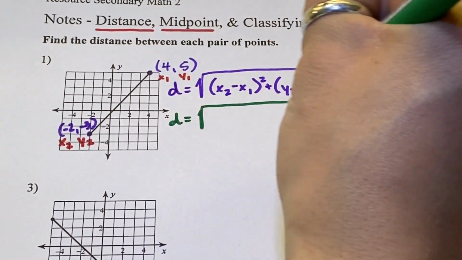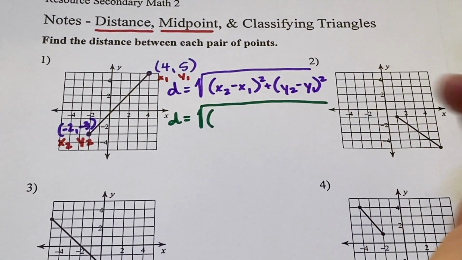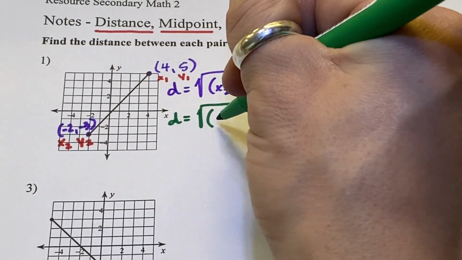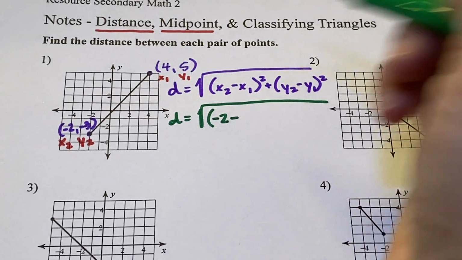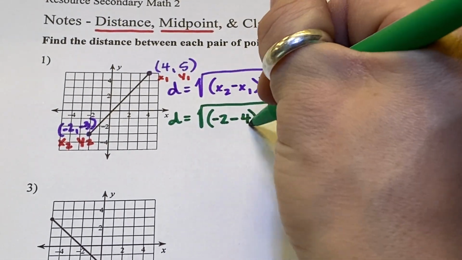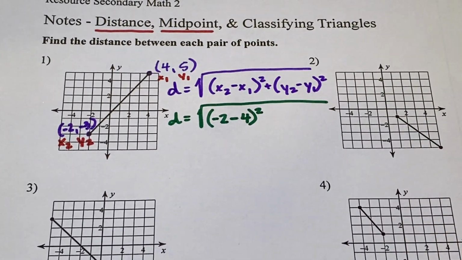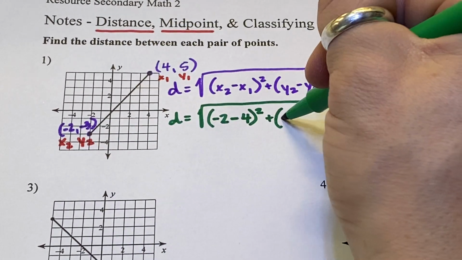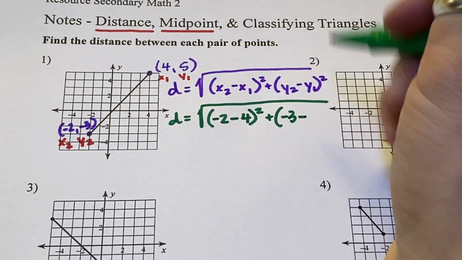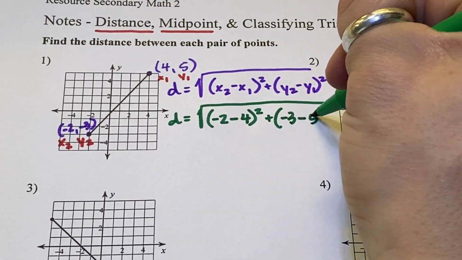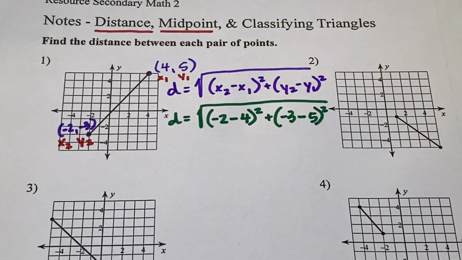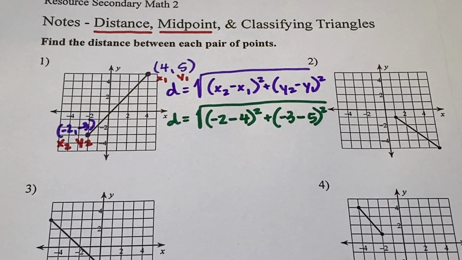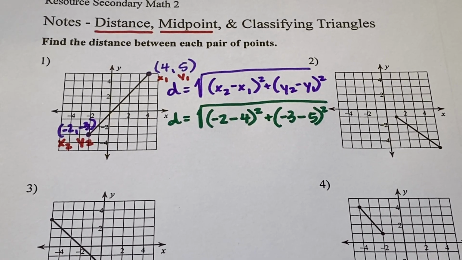Equals the square root. My first parentheses, x2 minus x1. We chose x2 as negative 2, minus my x1, positive 4, squared. Plus y2, we chose negative 3 as my y2, minus 5 as my y1, squared. Literally just plugging this into the formula.